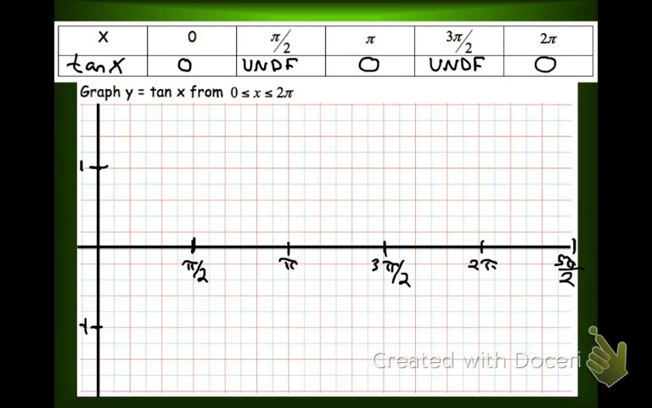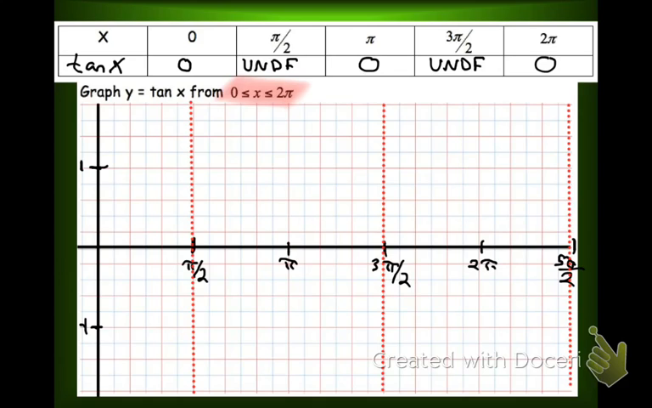So, our asymptotes are actually going to be where it is undefined. So let me make a dotted line here. Our asymptotes are going to be at pi over 2, so we'll have an asymptote right here, and at 3 pi over 2, so we'll have an asymptote right here. And then, again, you would have another one at 5 pi over 2, but it doesn't ask us to graph that. It only asks us to go from 0 to 2 pi.